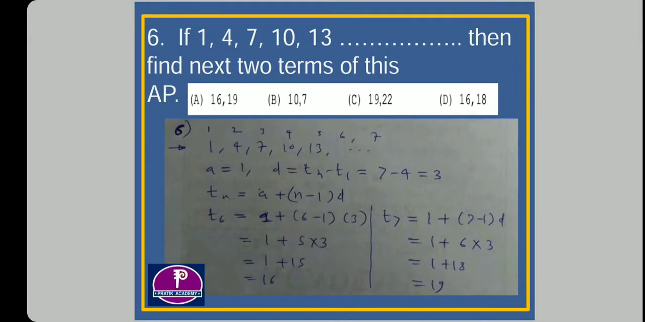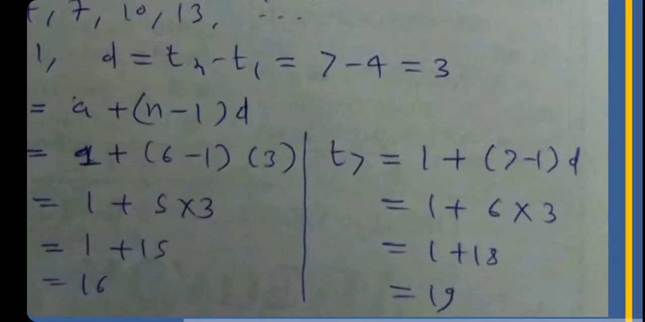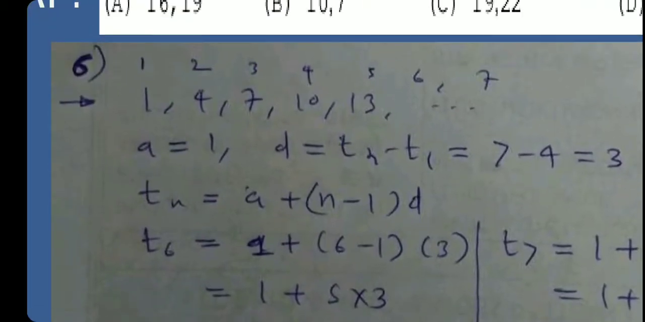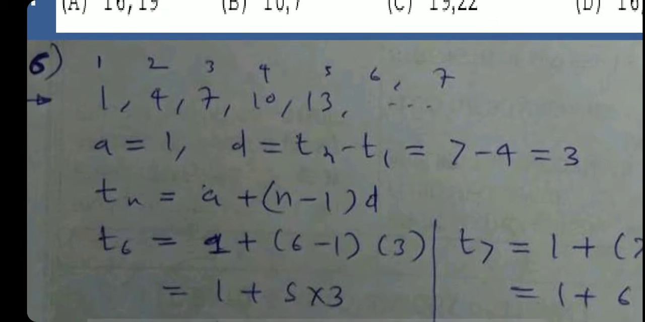If 1, 4, 7, 10, then in this sequence find the next two terms. So here the initial term is 1, the common difference, that is the difference between two successive terms, is 3, and we have the formula for Tn as a plus n minus 1 into D. So here the first 5 terms are given in this sequence, 13 is the fifth term, and we have to find out the sixth term and seventh term.